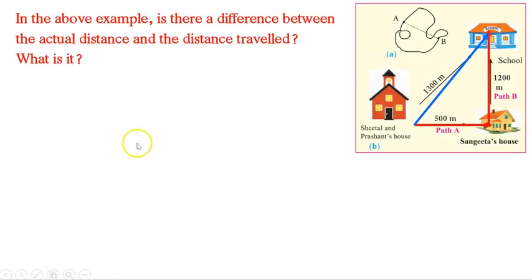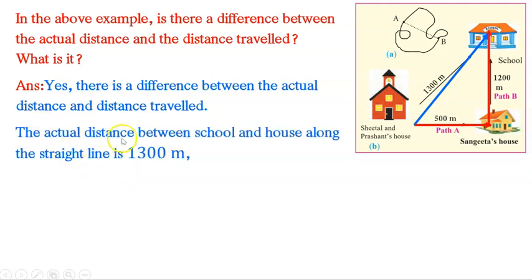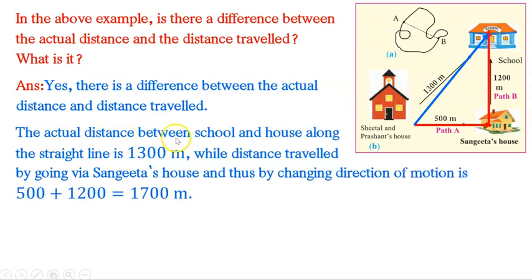That is, in the above example, is there a difference between the actual distance and the distance traveled? Okay, and what is the actual distance? How much is it? It is 1300 meter. Okay, yes, there is a difference between the actual distance and the distance traveled. The actual distance between school and house along the straight line is 1300 meter. This is the straight distance.